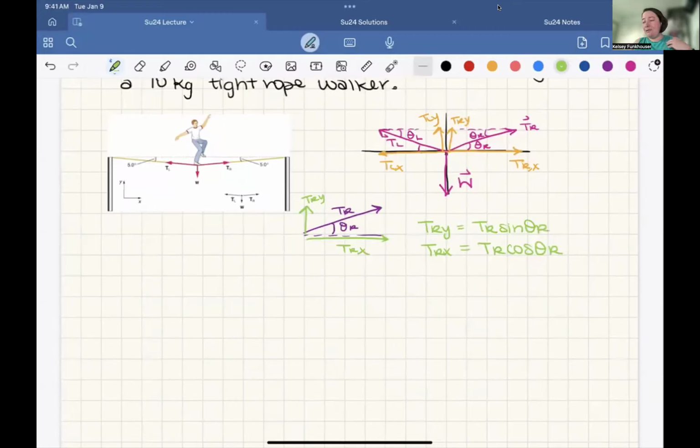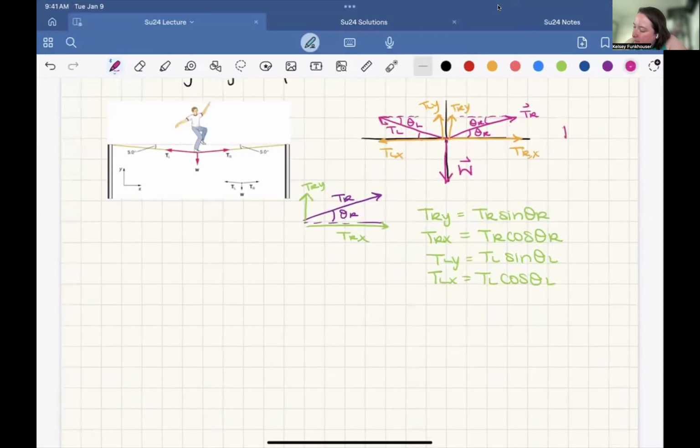So this is the same thing for the left tension too. I'm not going to draw it again, but it will also be T_LY is T_L sine theta_L, and T_LX is T_L cosine theta_L. Okay. Now that we have all of that, we can create our equations.